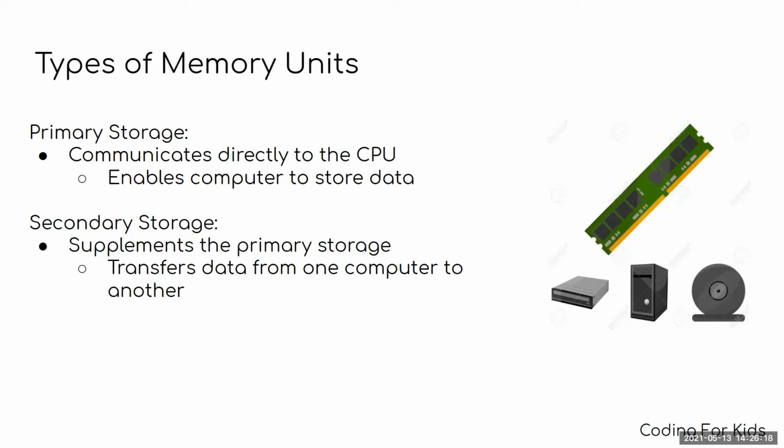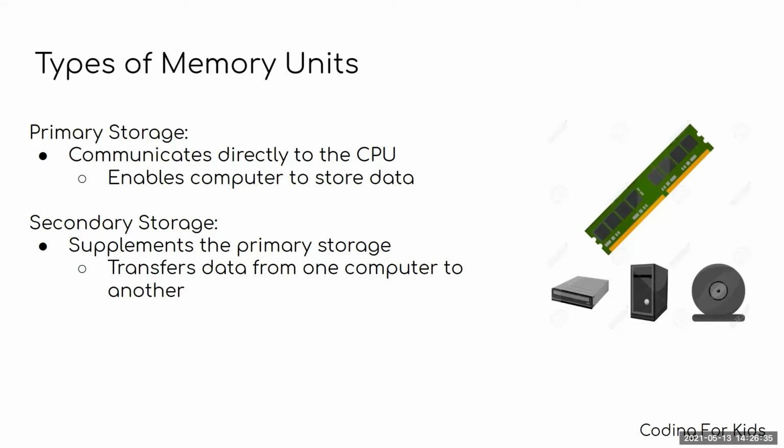The primary storage communicates directly to the CPU. This is almost like the main memory unit. And it also enables the computer to store data. So this is the main storage. This is the one that really stores all the data.